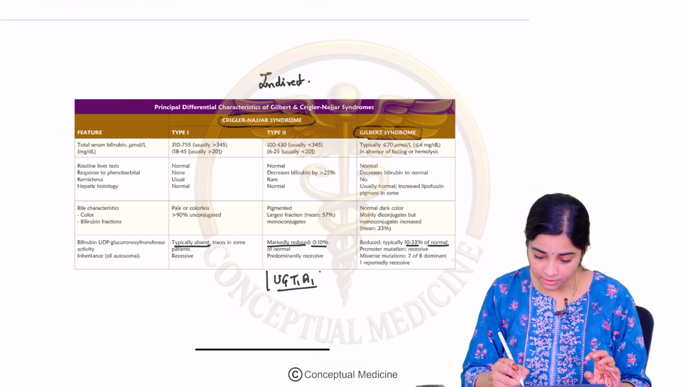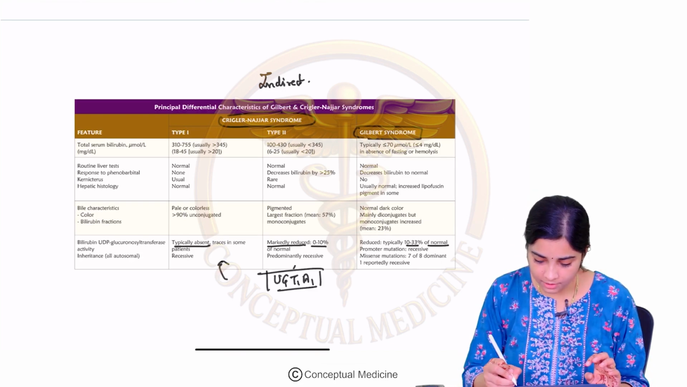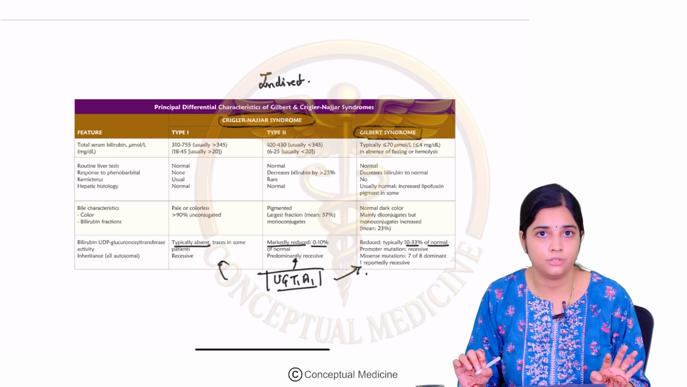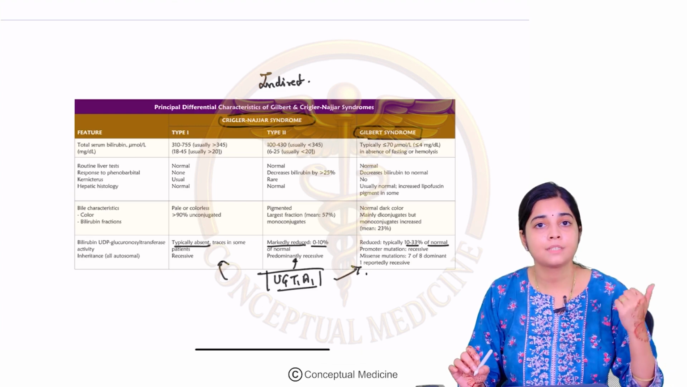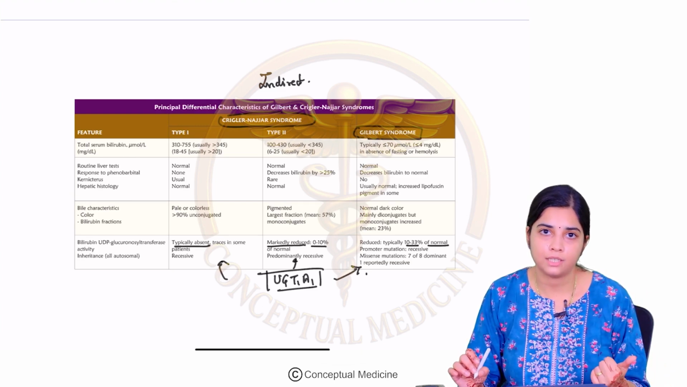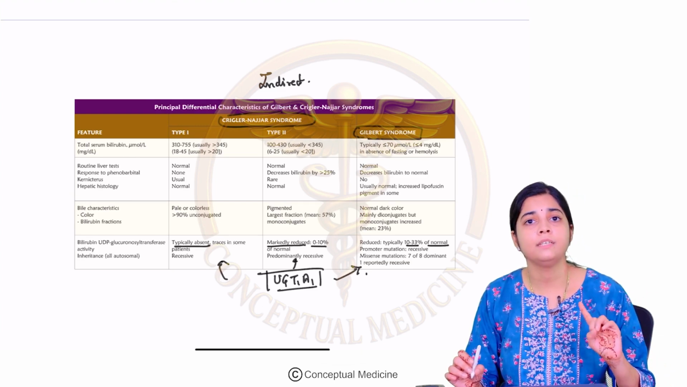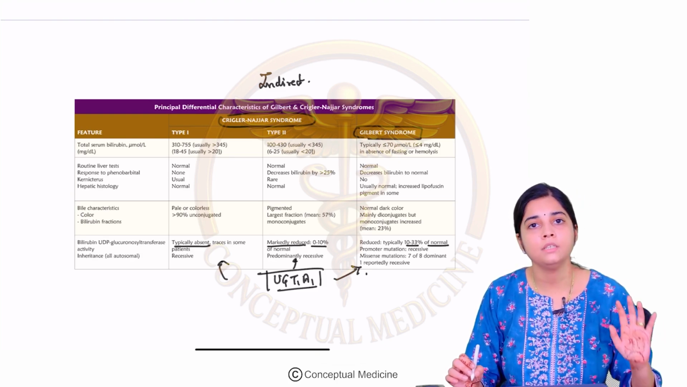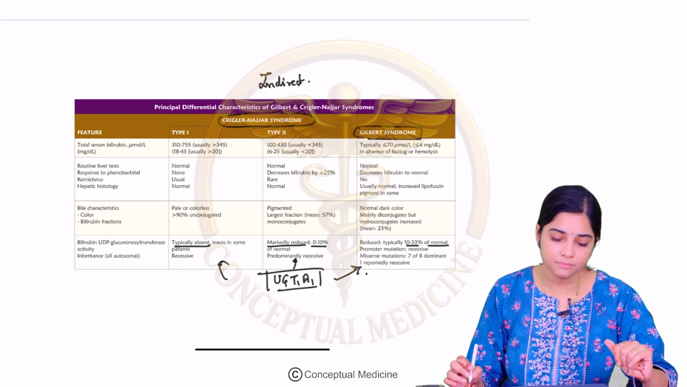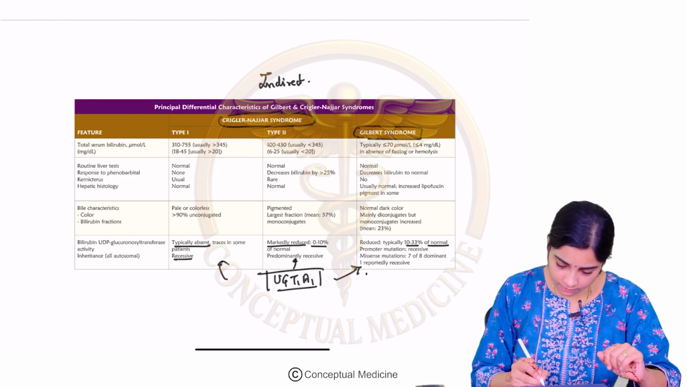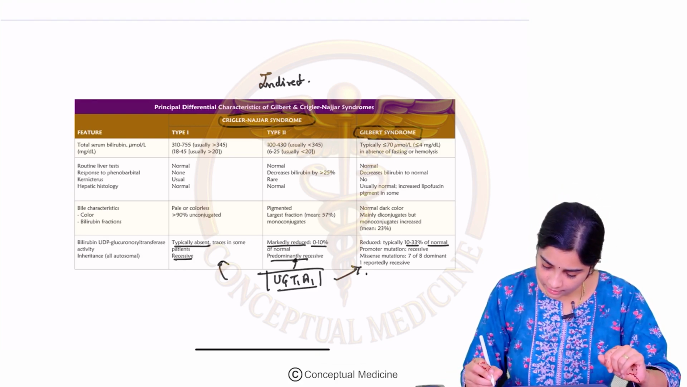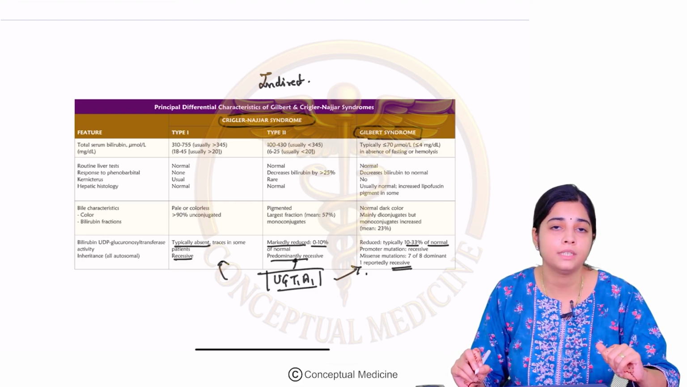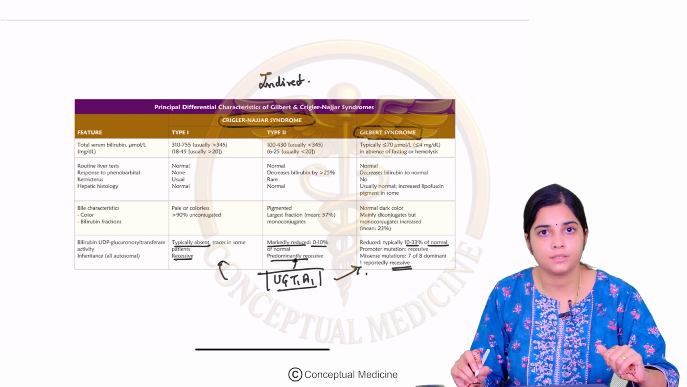This is a very important point to remember to differentiate these three. All of them have a problem with the conjugation enzyme. The enzyme is completely absent in Crigler-Najjar type 1, reduced to 10% in Crigler-Najjar type 2, and 30% activity is there in Gilbert syndrome. All of them are predominantly autosomal recessive inheritance.